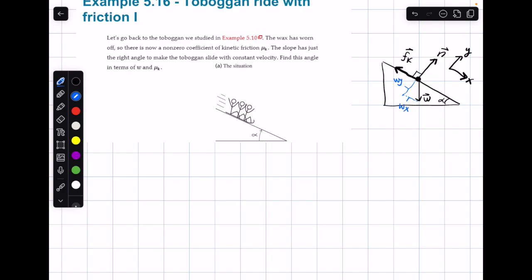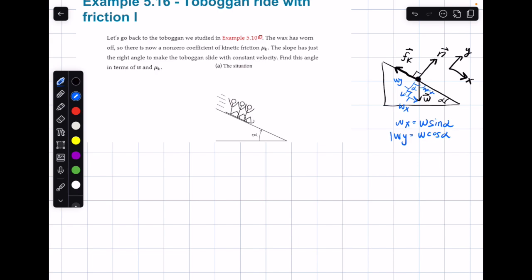And the angle alpha, it's a similar triangle to this right triangle created by the weight vector. And the right angle is here. So that makes this 90 minus alpha, which makes this alpha. So Wx is going to be equal to the magnitude of the weight vector times sine alpha, and that is going to be in the positive x direction, okay? And Wy is going to be equal to the magnitude of the weight vector cosine alpha, but guess what? That's pointing down, right? That's in the negative y direction.